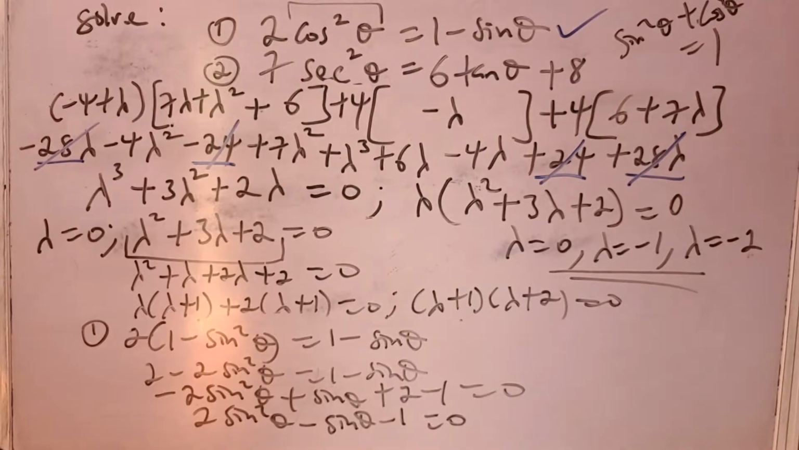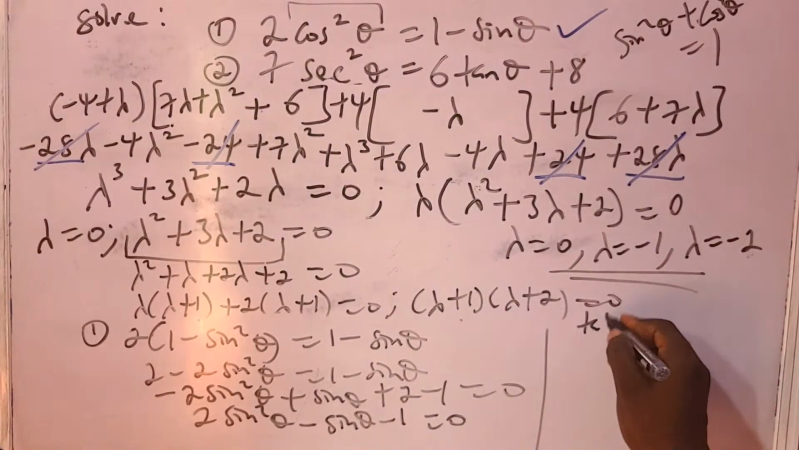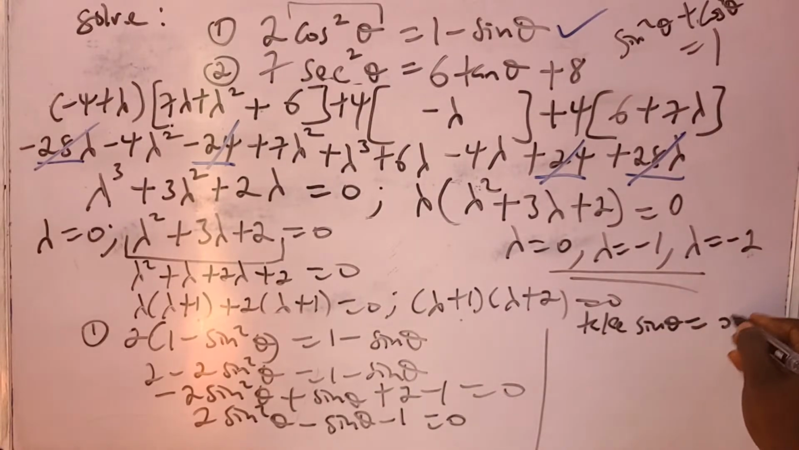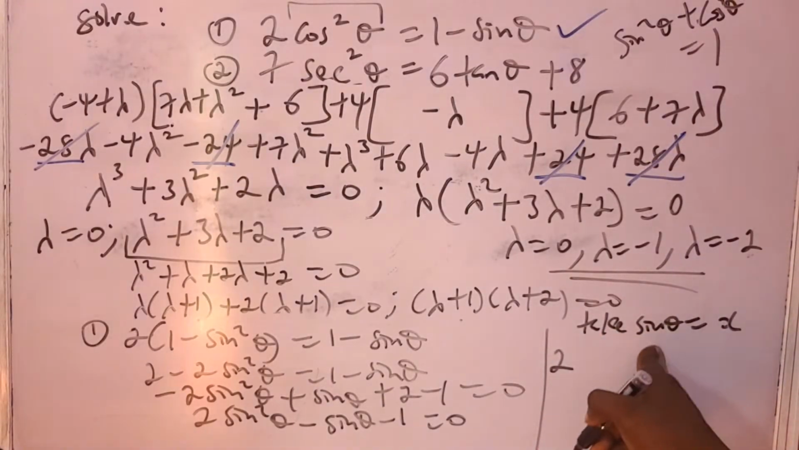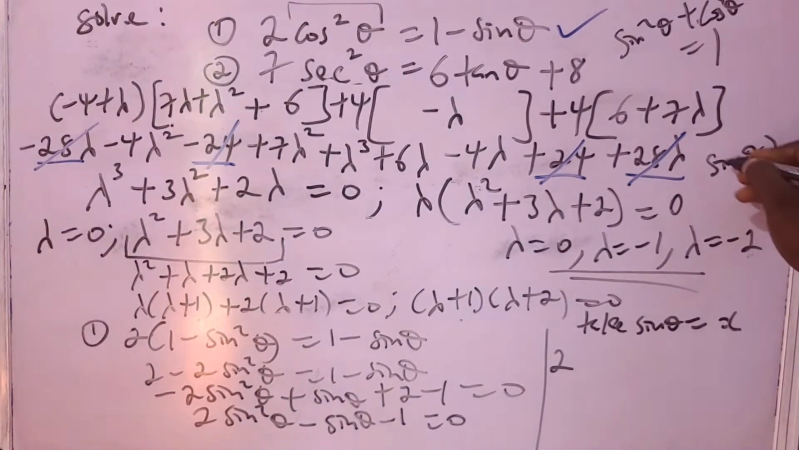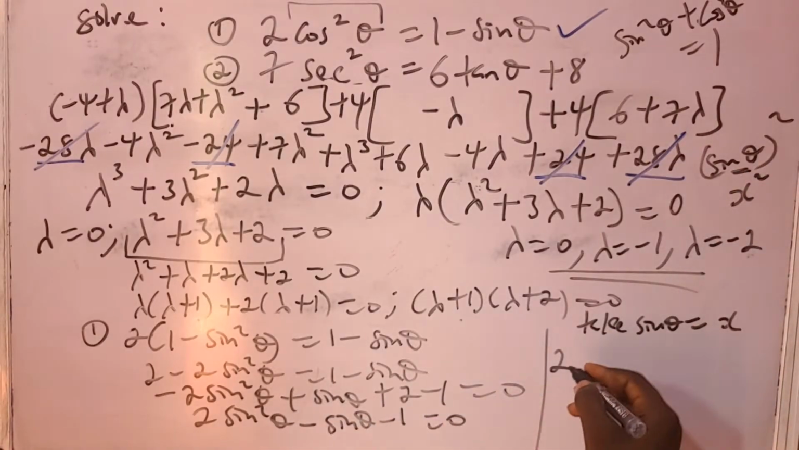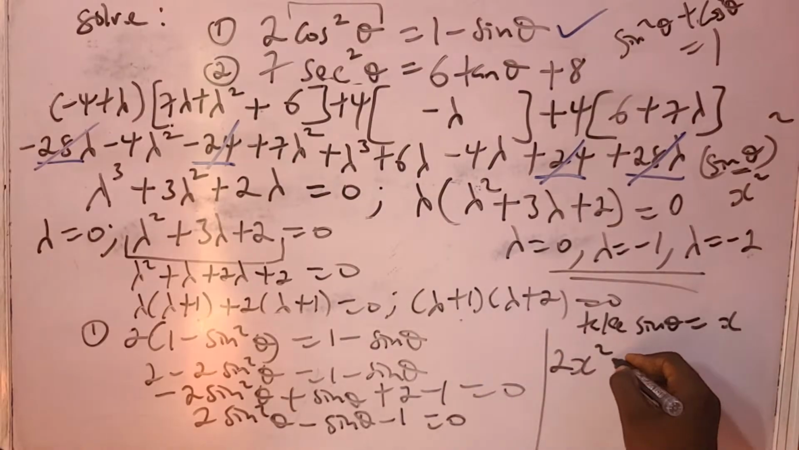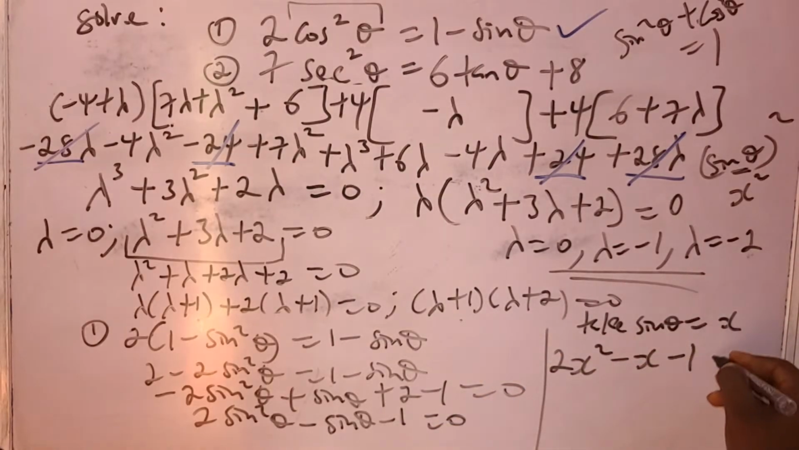Now it's very possible for you to solve this way, but for the sake of ensuring that you don't make any mistake, I would always advise you take your sine theta to be equal to x, because this is more familiar for everyone. If sine theta is x, that means sine square theta, which is the same thing as sine theta all squared, will be x square. So this will be 2x square minus x minus 1 equals 0. So we can go on to solve this using the factorization method now.